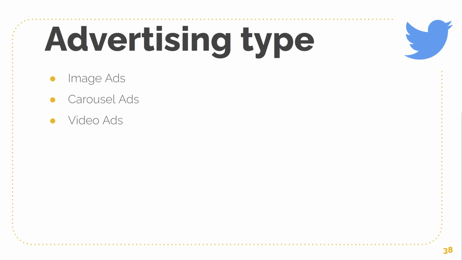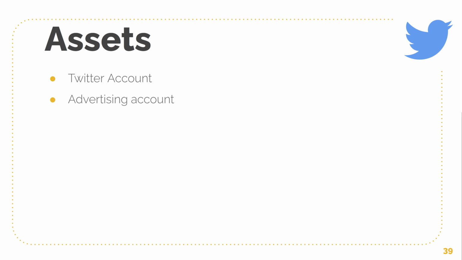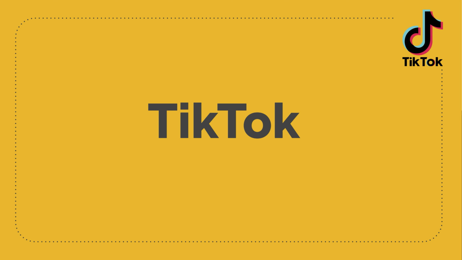As for advertising types, you can use image ads, carousel ads, and video ads. You need to create those yourself before you start advertising on the platform. As for assets, you need to have Twitter account, you need to register on the platform, and you need to have advertising account as well.